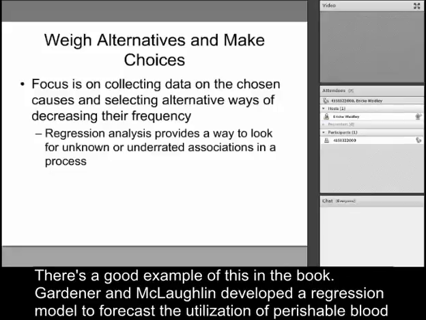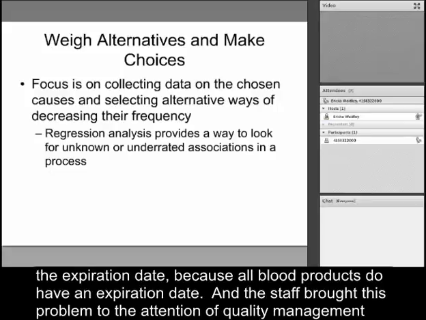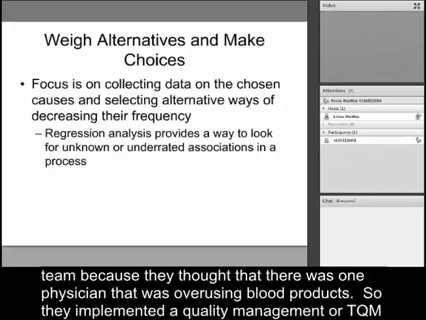Gardner and McLaughlin developed a regression model to forecast the utilization of perishable blood products in a hospital. They were trying to look at whether blood products were being used appropriately, whether they were being used within the expiration date, because all blood products do have an expiration date. And the staff brought this problem to the attention of the quality management team because they thought that there was one physician that was overusing blood products.